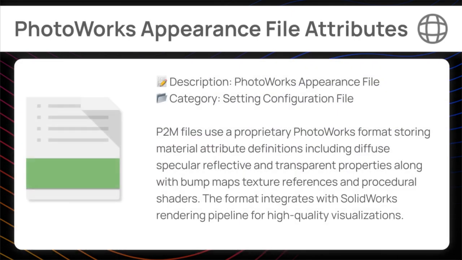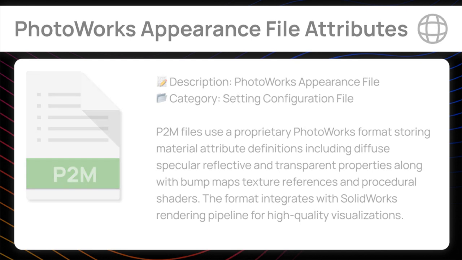P2M files use a proprietary PhotoWorks format, storing material attribute definitions including diffuse, specular, reflective, and transparent properties, along with bump maps, texture references, and procedural shaders. The format integrates with SolidWorks rendering pipeline for high-quality visualizations.